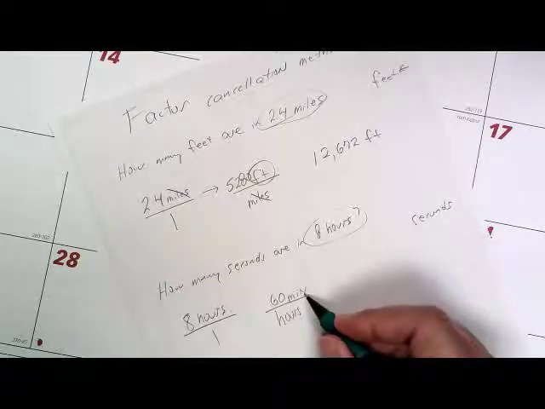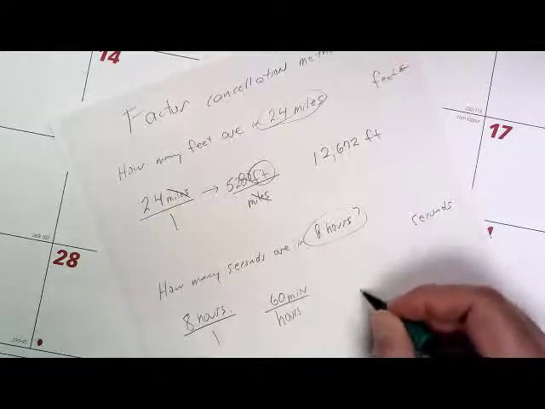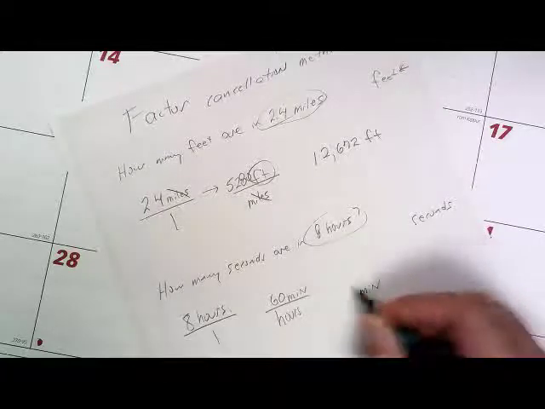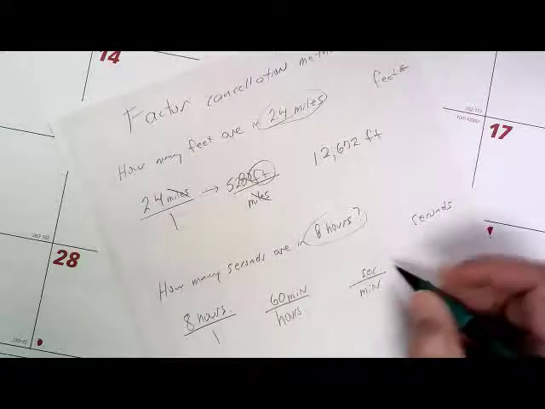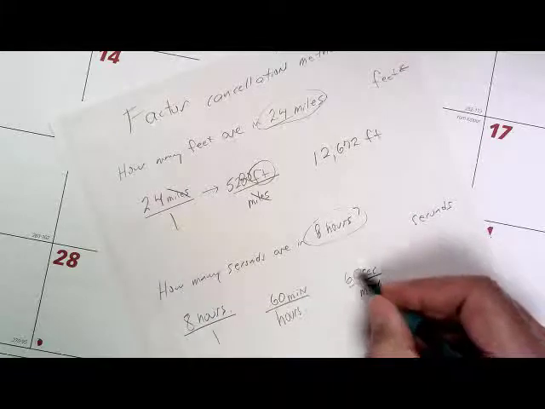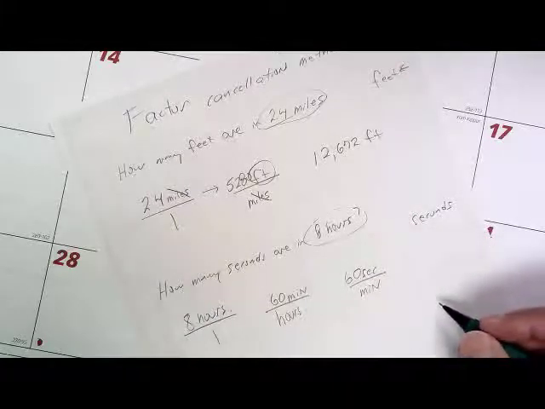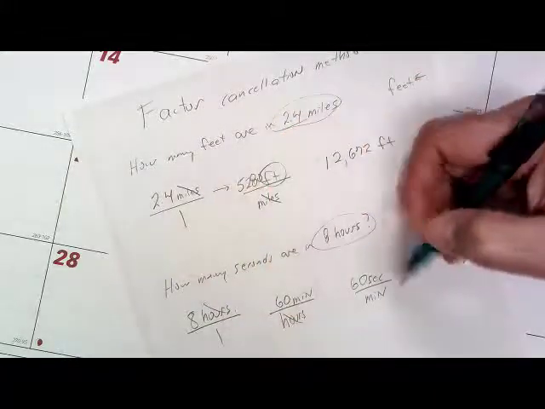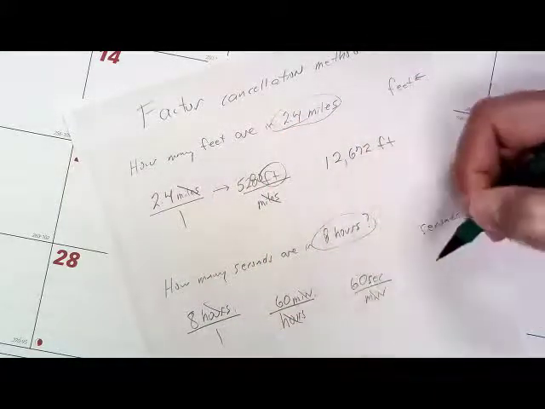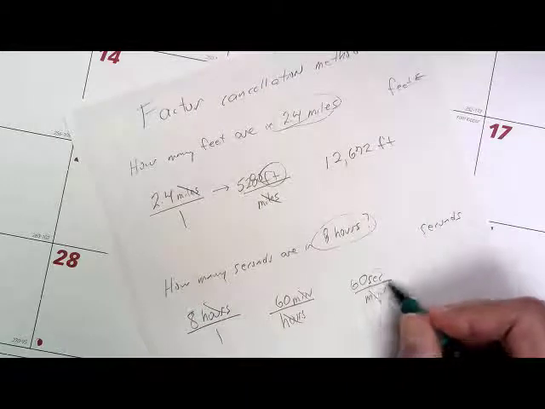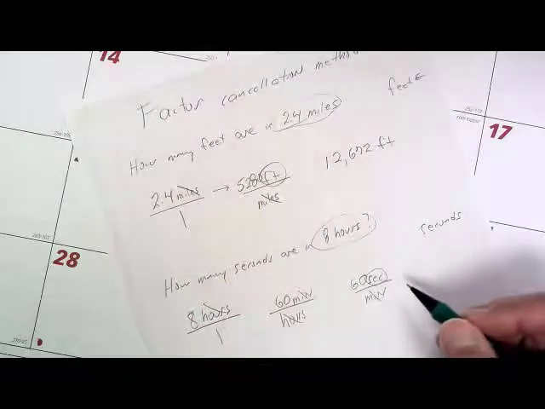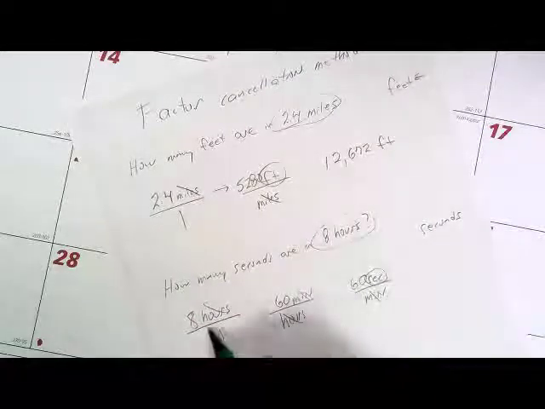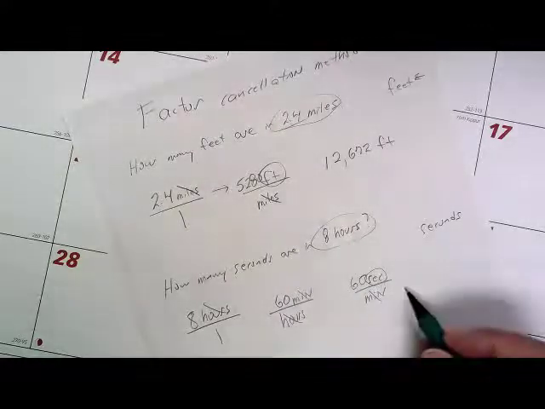So I'm going to leave minutes on the top here. I'm going to put minutes on the bottom here over seconds. And I know that relationship also. There are 60 seconds in 1 minute. So now my hours cancel. My unit of minutes cancel. So my remaining unit is seconds. And then mathematically I just multiply across the top, multiply across the bottom.